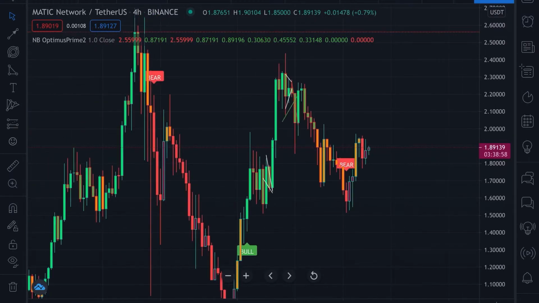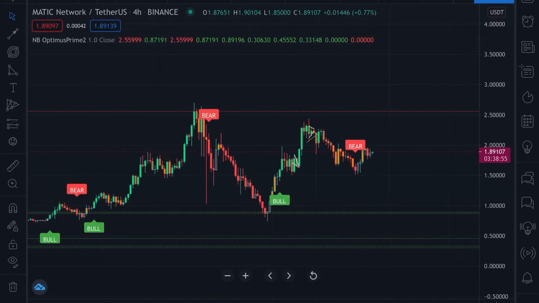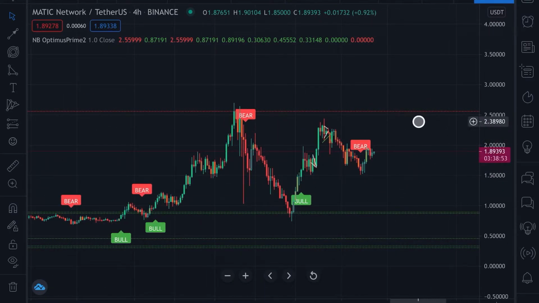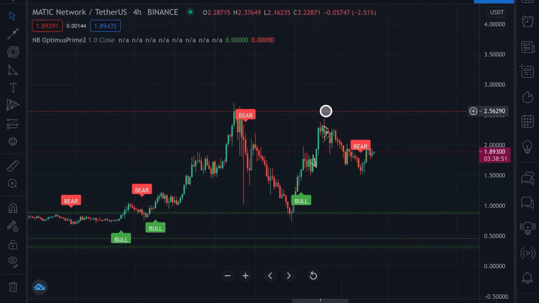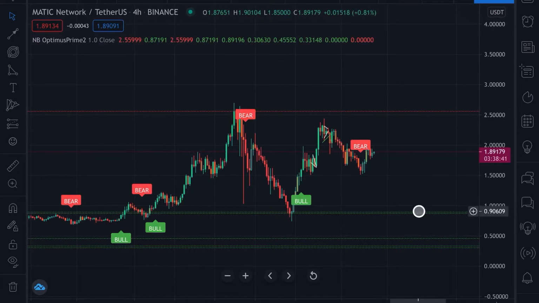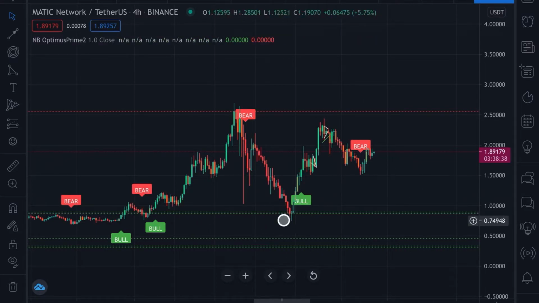So these other lines here that we have, as you can see, we have a red horizontal line. This is actually resistance. Nitros Bull provides you with resistance on whatever time frame you're looking at. In this scenario, we're looking at the 4-hour time frame, and this is resistance. Now we have a green horizontal line, and this was an area of previous support, right?